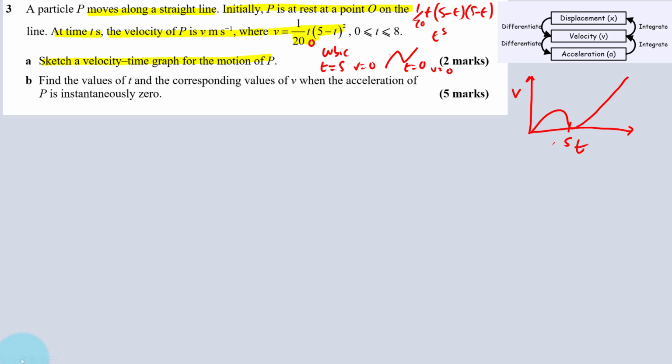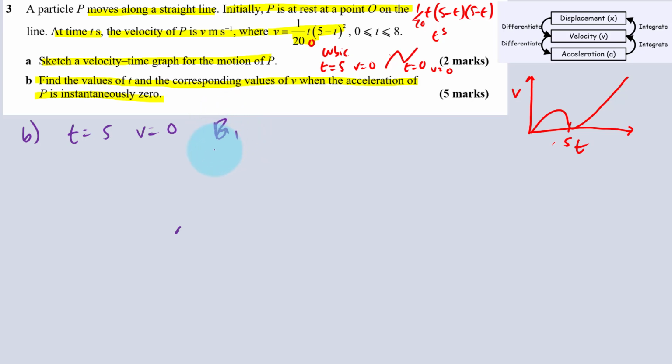Right, now let's look at the second part. Find the values of t and the corresponding values of v when the acceleration of p is instantly 0. So understand the wording of the question. So what are we talking about here? Now, what's the best way to approach this? Well, interestingly enough, in the mark scheme, it says when t equals 5, v equals 0, you get a method mark. That's actually, no, not a method mark, a B mark, which is actually an easy mark.